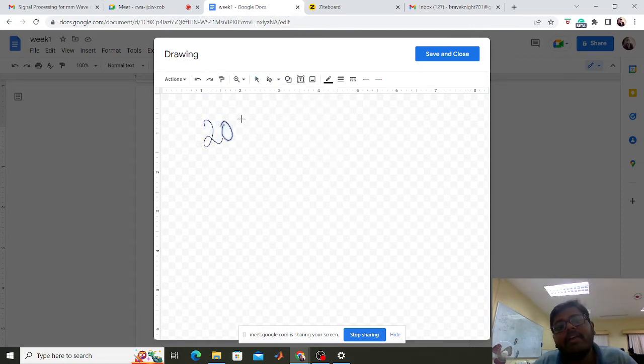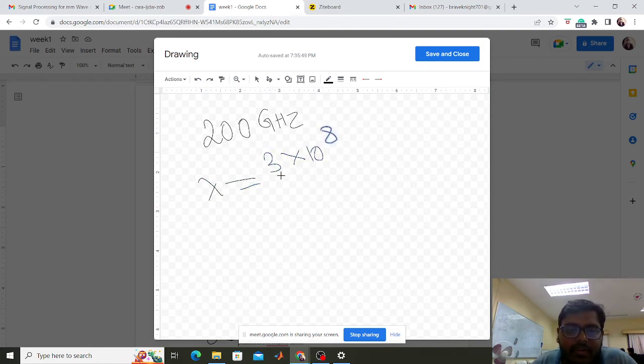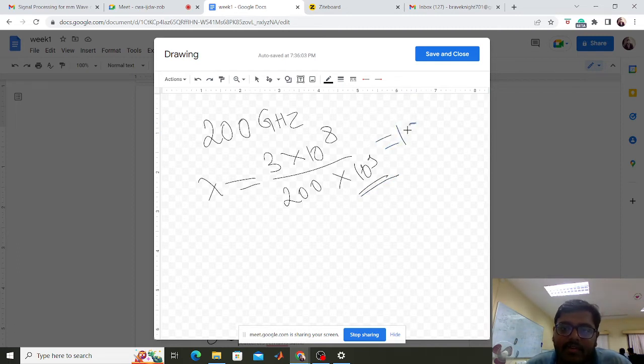Now for 200 GHz, what is lambda? 3 into 10 to the power 8, as it is the speed of light, divided by 200 into 10 to the power 9. This is in gigahertz, that is the reason 10 to the power 9 is here. So this becomes 1.5 millimeter.